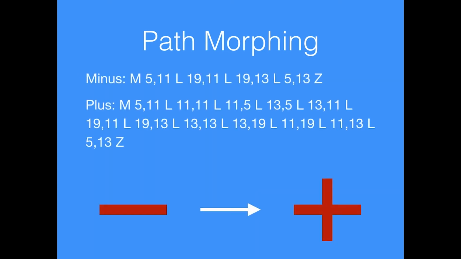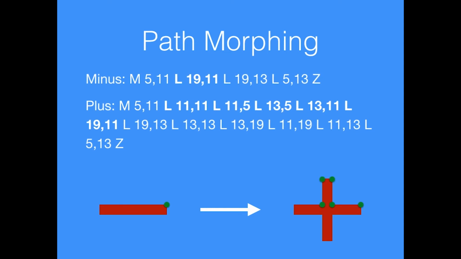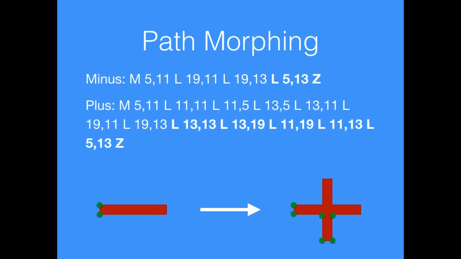But let's go through an example. Let's say you want to animate this minus sign to a plus sign. First, we need to determine if the paths are compatible. So we iterate through the commands. We see that the first command is good. The second, in order to get to the second point in the minus path, we need to go through five commands in the plus path. So obviously not compatible. And then we go through, again, the next command is fine. And then, again, you have to go through five commands to get to the next point in the minus path.